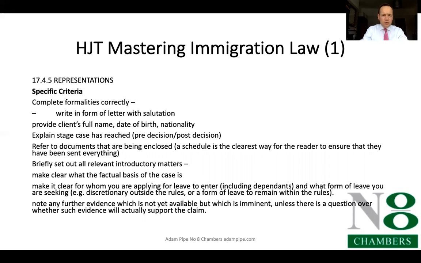Briefly set out all the relevant introductory matters. So the factual basis of the case. So what are the facts? A summary of the facts. That's what we saw Denning do in that quote there, a summary of the facts.